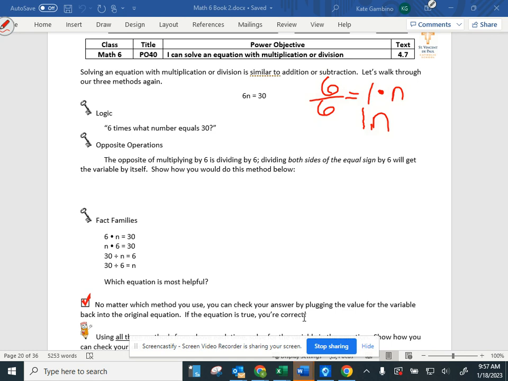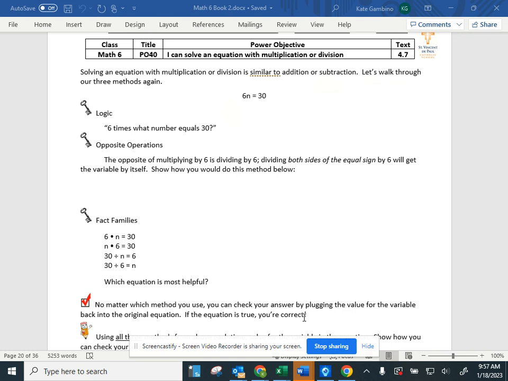Just like when we have 6n, we know that's multiplying, but there's no multiplication symbol. And it's okay because we just know that it means we're going to multiply. When the variable is by itself, when it's just n, we know that there's a 1 in front of it because 1 times any number is just going to be that number. So we're going to work on multiplying and dividing to equal that 1.